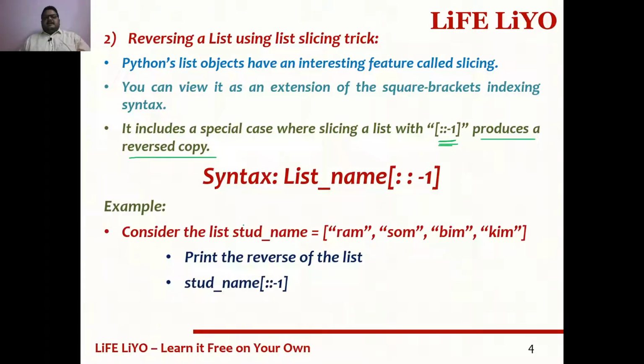Same thing, student name, I have a list with Ram, Som, Bim, Kim. If I do that without any start and stop index, and access the elements with step size -1, then I am going to get Kim, Bim, Som, Ram. That is nothing but reverse.